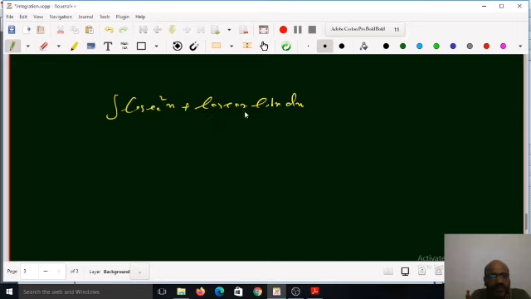Now we have two functions. First one is cosec square x and second one is cosec x into cot x. What is integration of cosec square x? That is minus cot x, and integration of cosec x into cot x, that is minus cosec x plus c. Okay, that is the answer.